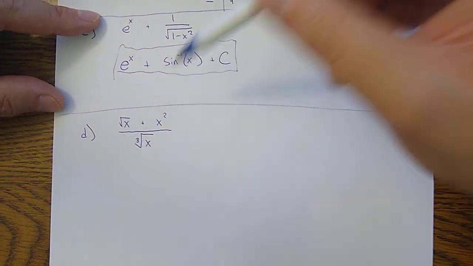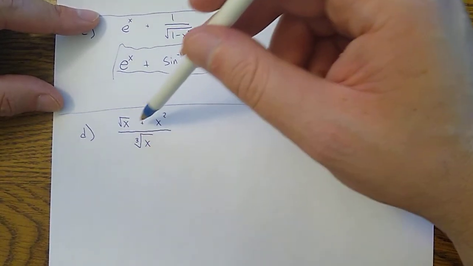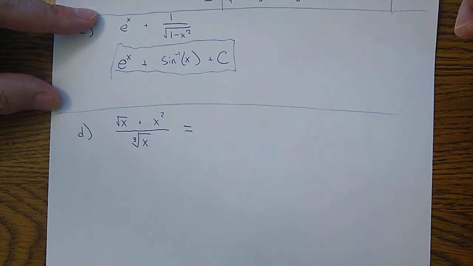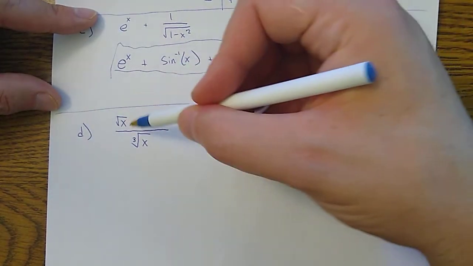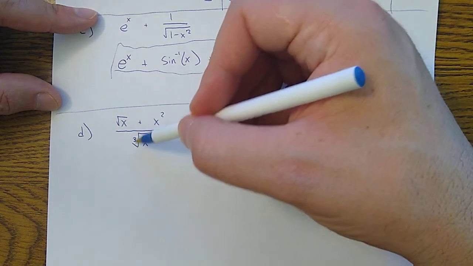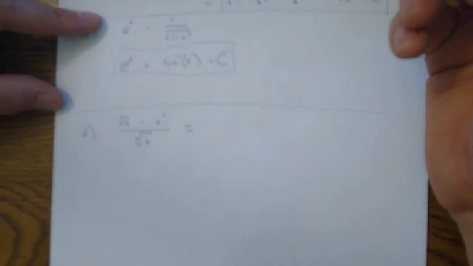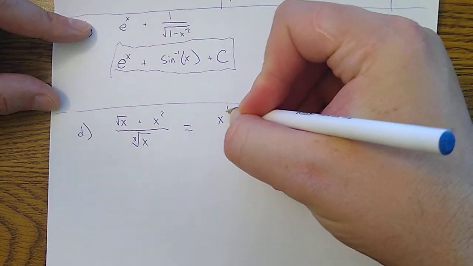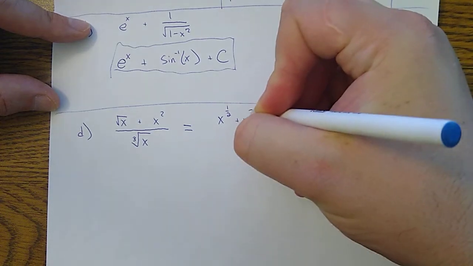Okay, what about this one? All we have to do is a little bit of algebra to put this in a form where we can do it. These are roots, like the square root and the cube root. Those are just the same as powers, and calculus is always more friendly with powers. So this is this.